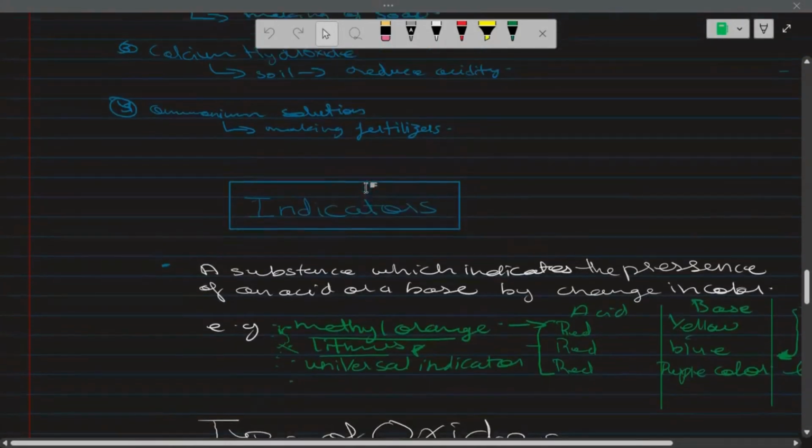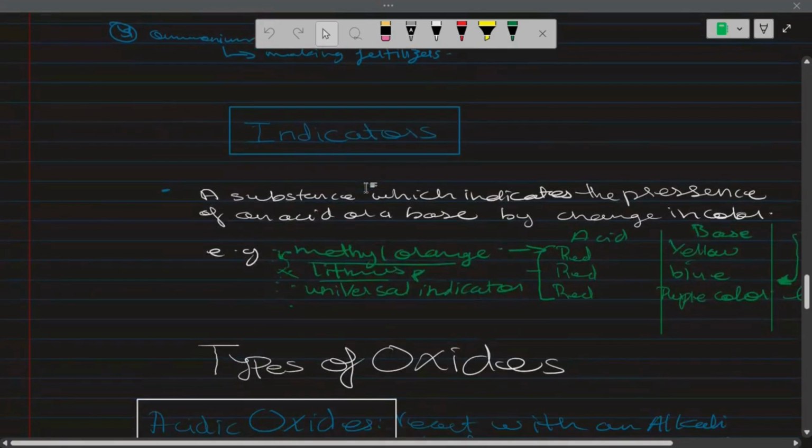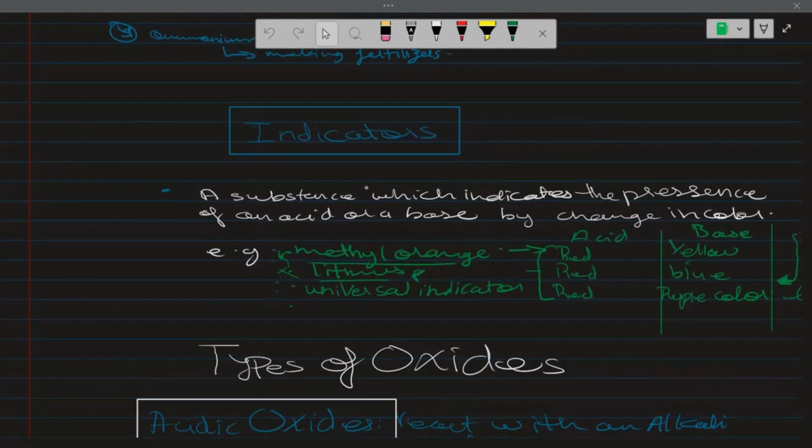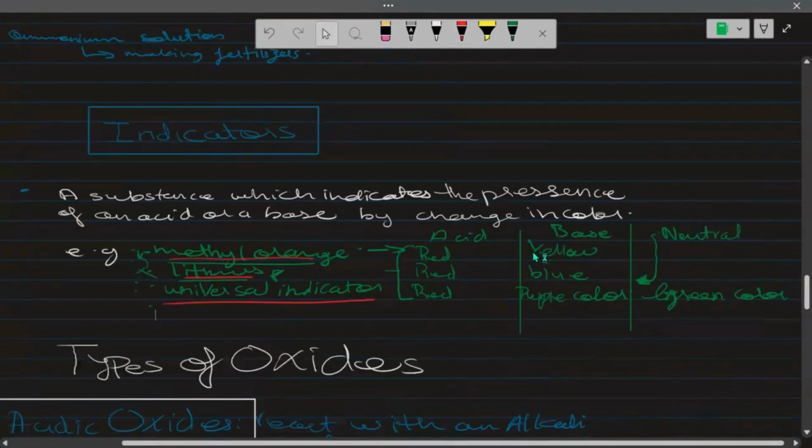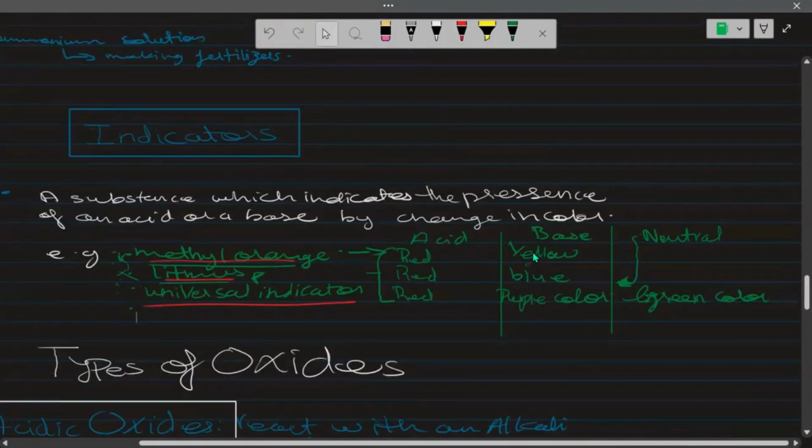Today in this lecture we are going to do indicators and types of oxides. So what are indicators? An indicator is a substance which indicates the presence of an acid or a base by a change in color. Examples of an indicator are methyl orange, litmus, and universal indicator. There are also some other indicators, but we'll cover these three in this lecture.